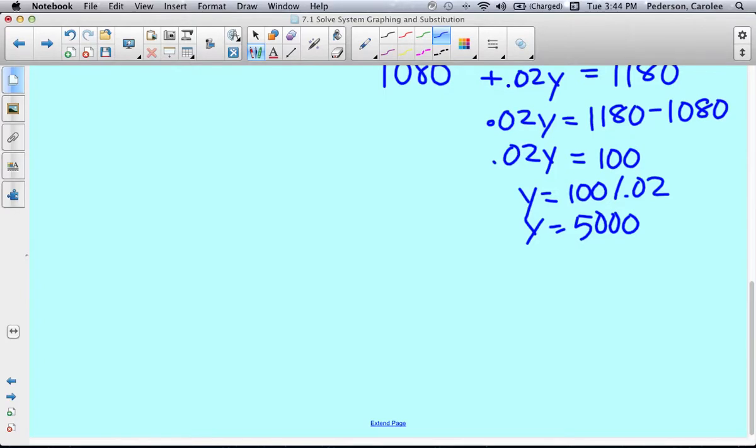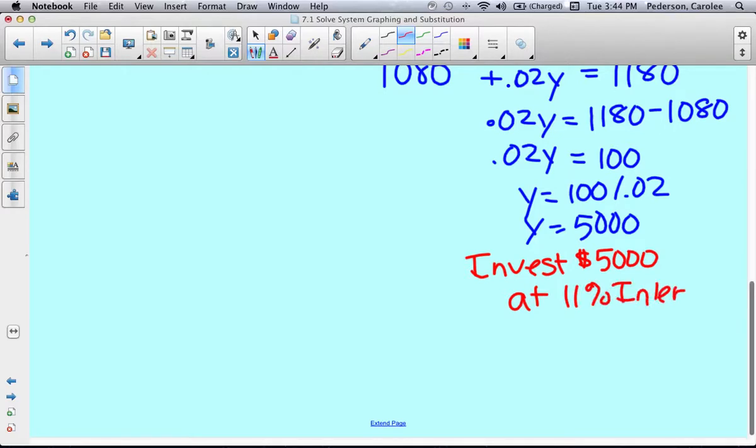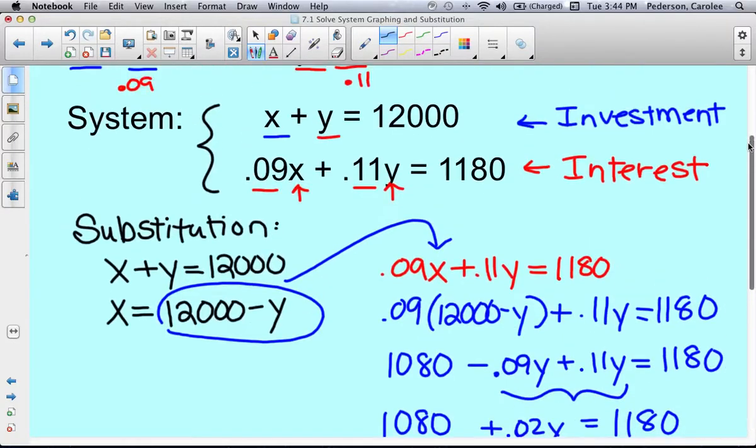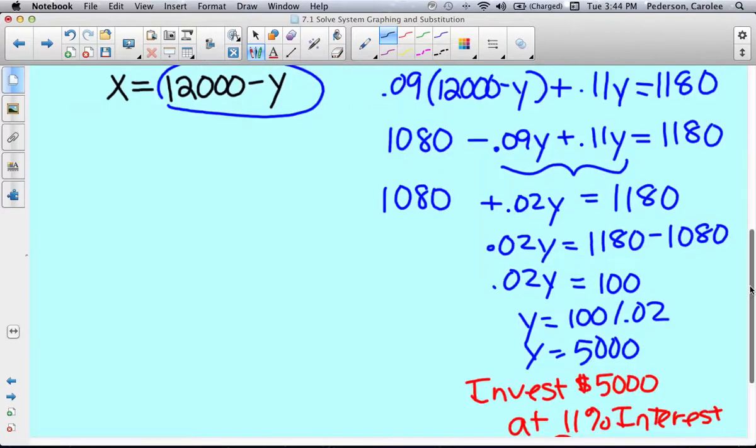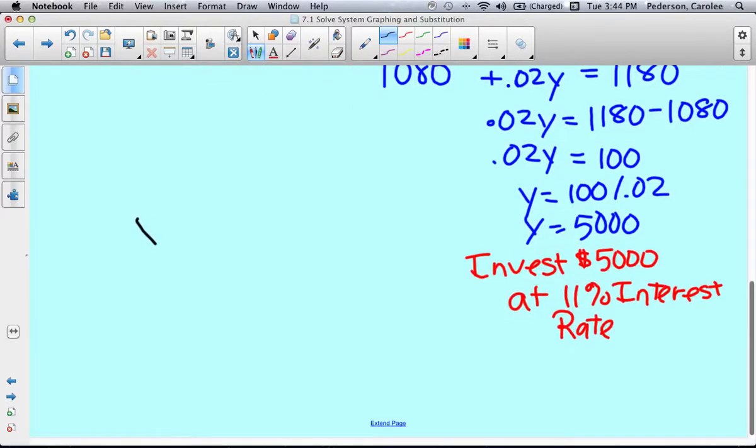So what that's telling us is we are going to invest $5,000 at the 11% interest rate. How do we figure out the other value? We choose one of the original equations. It's much easier to choose the top equation. So x plus y equals 12,000.